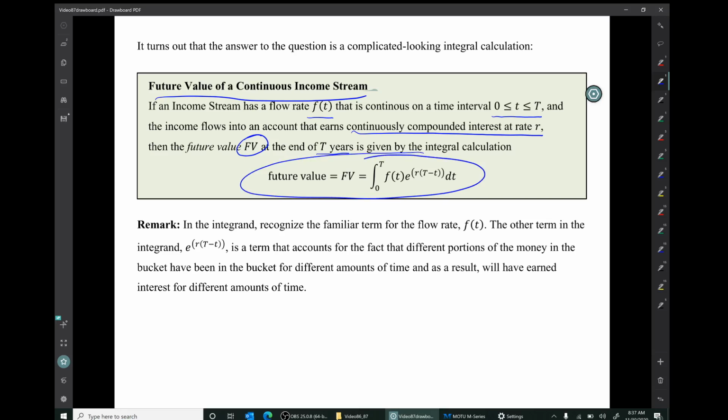So notice in this integral calculation, there's the familiar term for the flow rate, little f of t, and then there's this other term, e raised to the quantity little r times the quantity capital T minus little t. That's a mess. That term accounts for the fact that different portions of money in the bucket have been in the bucket for different amounts of time, and as a result, they'll have earned interest for different amounts of time.